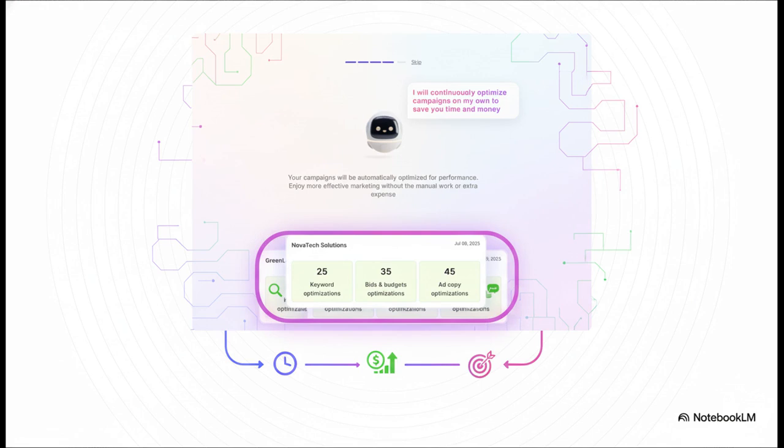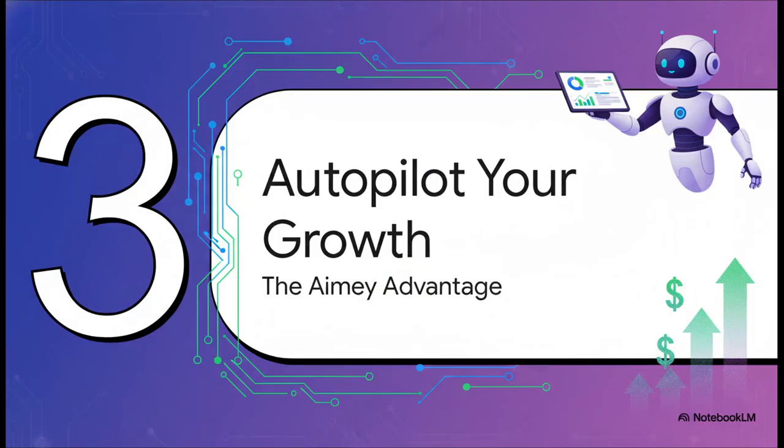Once your campaign is live, Aimey never stops working. It runs this constant 9-step optimization loop. It's tweaking keywords, it's testing new ads, it's shifting your budget from things that aren't working to the things that are, all day, every day. It's like having a senior marketing expert working on your account around the clock, who never even needs a coffee break.